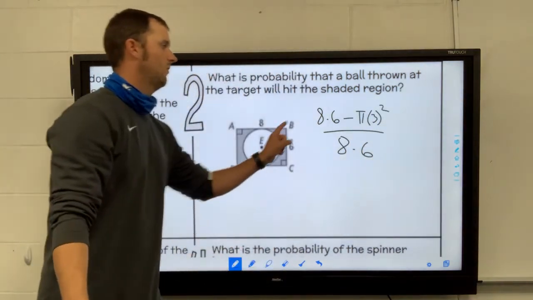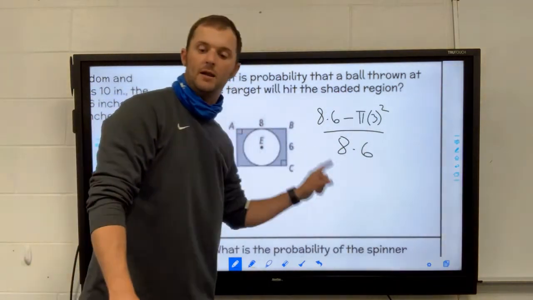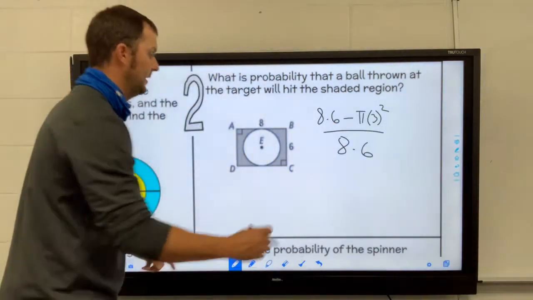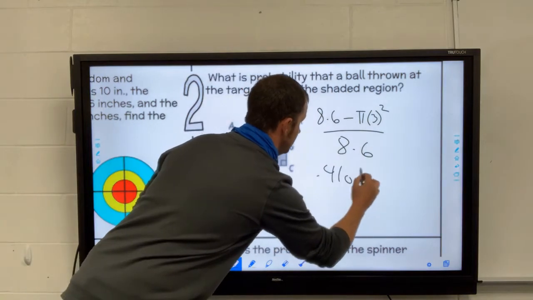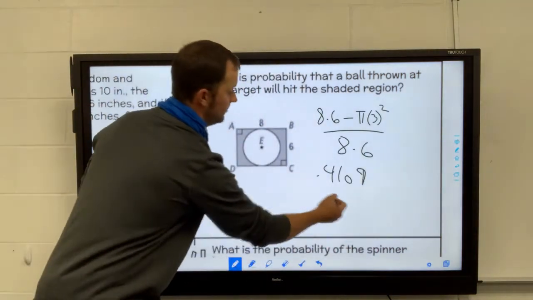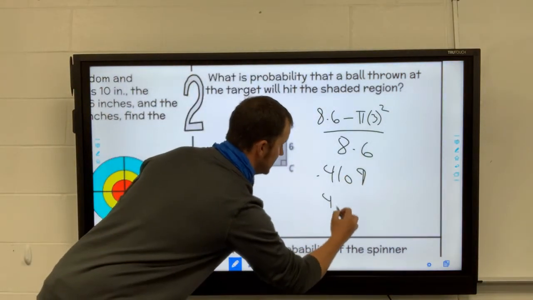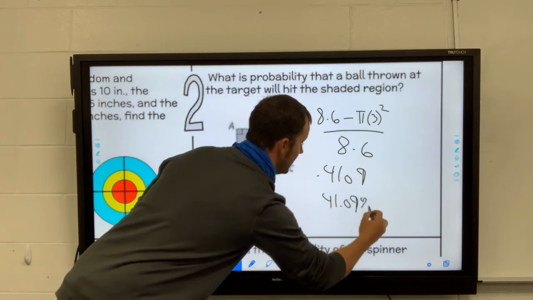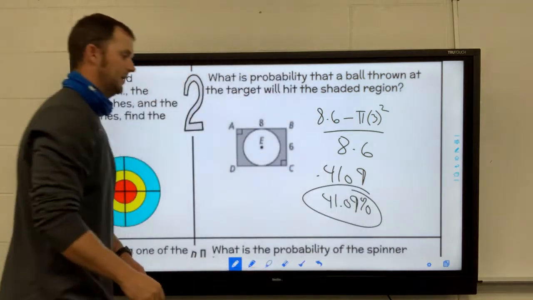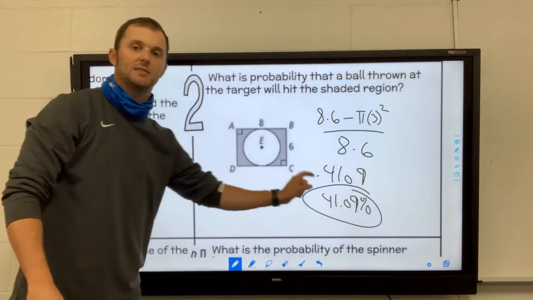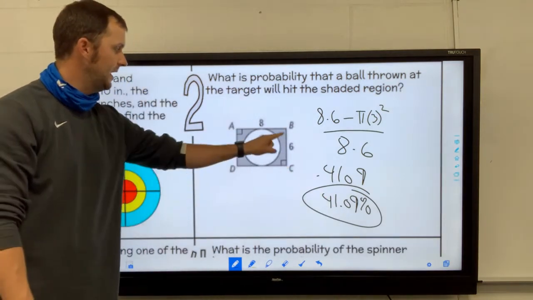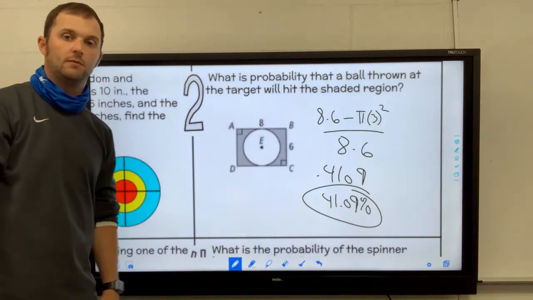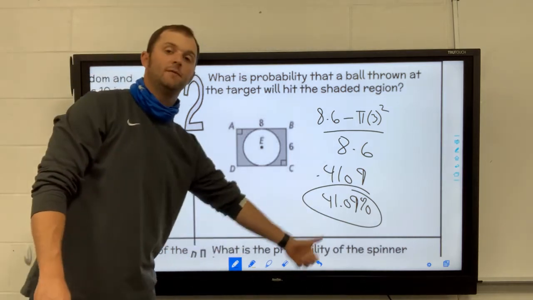So whenever I work this out on my calculator here, it's going to end up giving me a 0.4109, which if I move 2 decimal places over is going to be a 41.09% chance. Okay, so less than a 50% chance that when I throw a ball, it's going to hit the shaded regions of my target. Okay, so that's the probability of that.